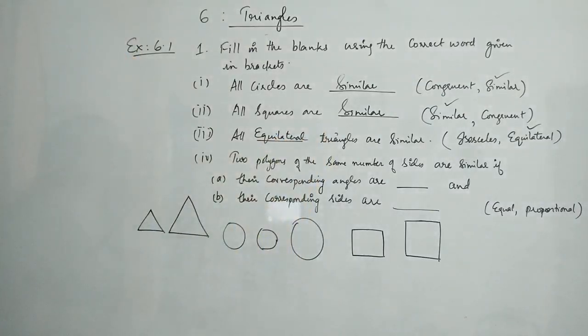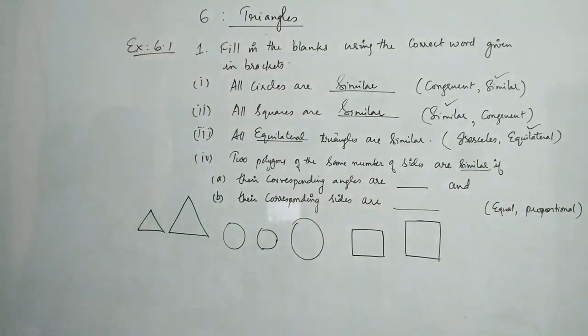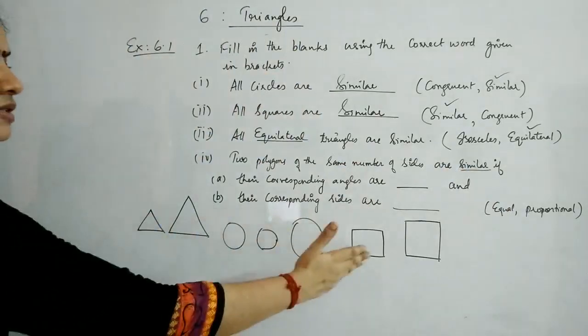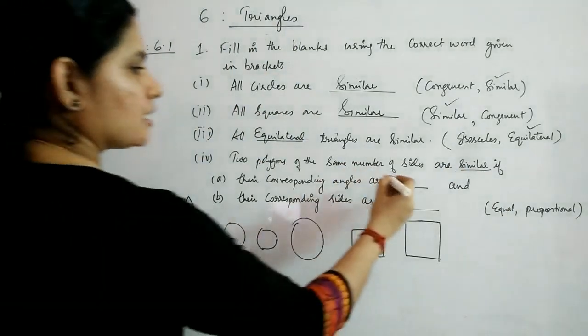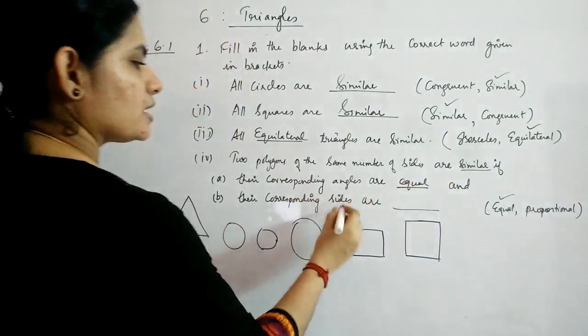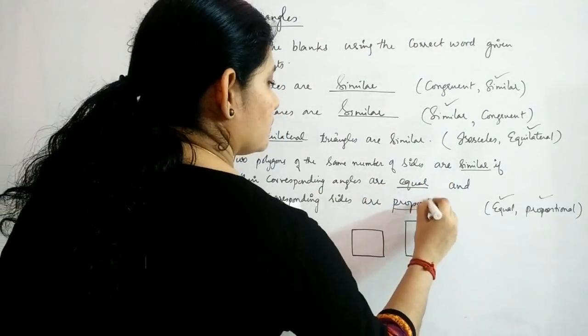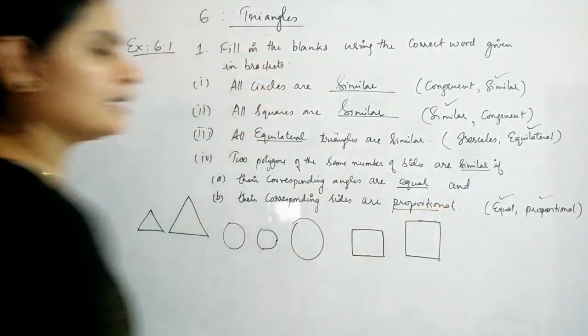Okay. Fourth one is two polygons of the same number of sides are similar if their corresponding angles are, again we have seen so much of examples, so we can say that their corresponding angles are equal and corresponding sides are proportional. Okay, clear I think?